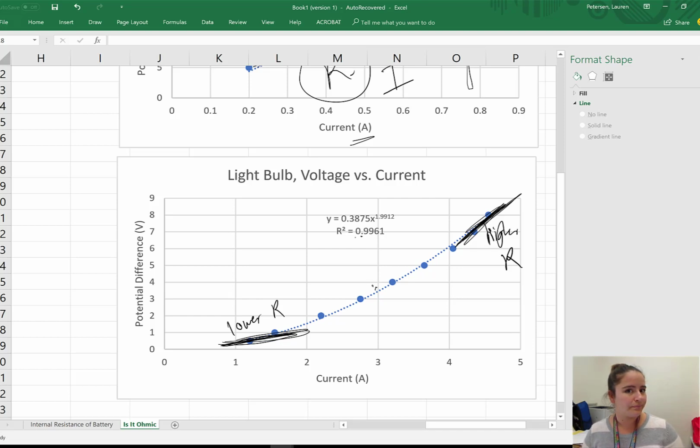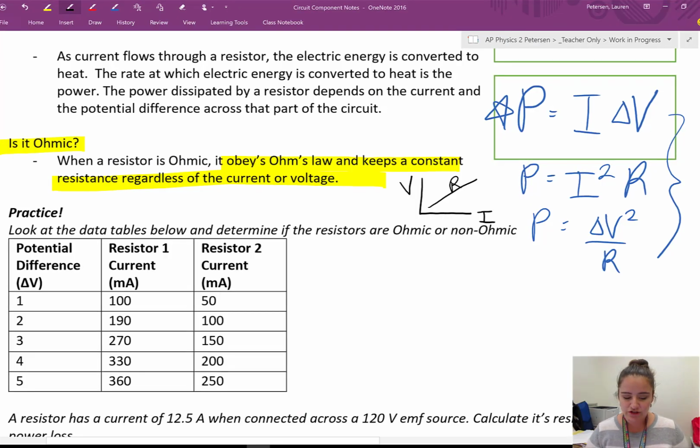Okay, cool? So let's look at this just in terms of data. Go ahead and take a second to look at those two data sets and determine whether resistor 1 and resistor 2 are ohmic or non-ohmic. Pause the video to check it out. Okay, so first let's look at resistor 1.